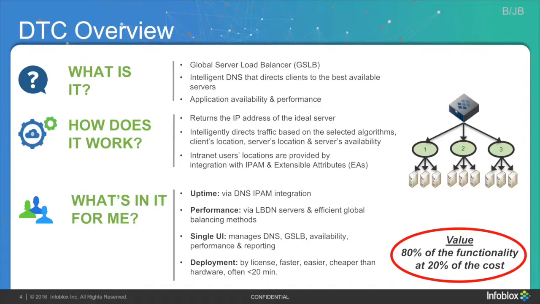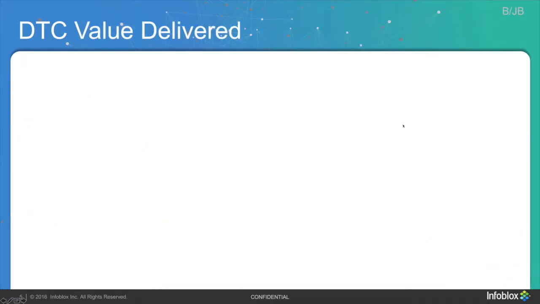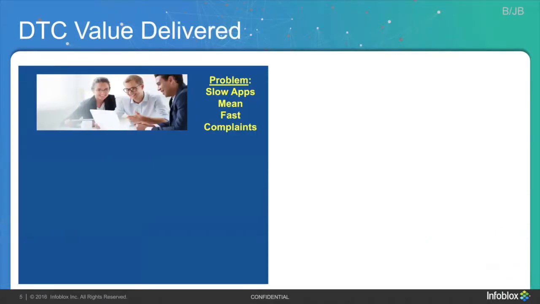So if we look at really more around the value that DTC delivers, there are certainly problems that many companies face. One is around slow apps, because obviously the NOC gets lit up, right?